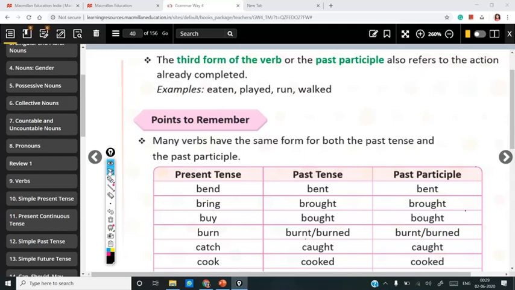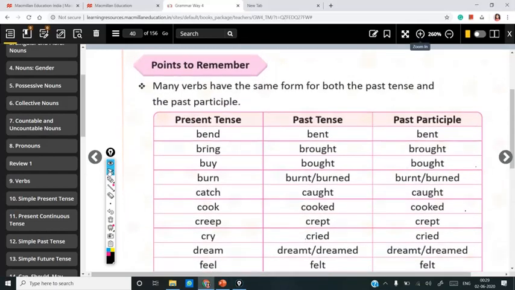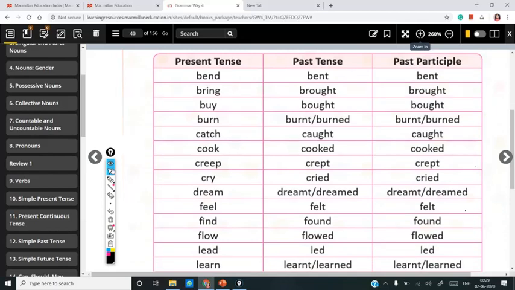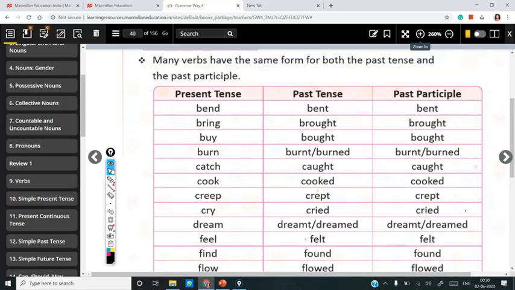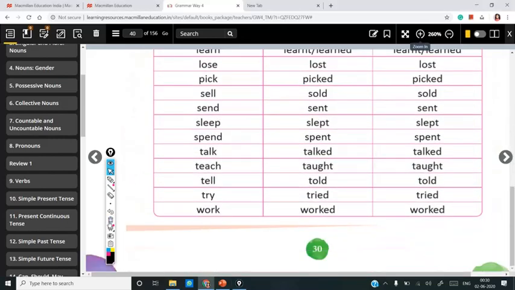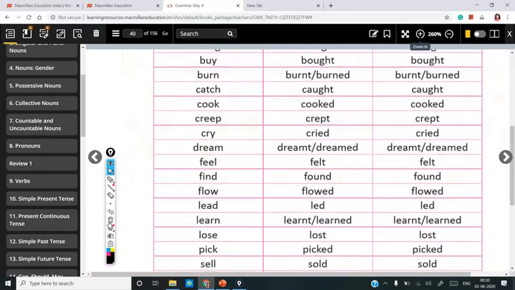So you will have to remember this table here. See, many verbs have the same form for both the past tense and past participle. Like I told you, burned and burned, both are same. Ed has been added. So here also you will see that some examples are given. Bend, bent, bent. Bring, brought, brought. Buy, bought and bought. See, the past tense and past participle form, it is same. It is not changing. So these are the easy ones for you because you only have to change one form and the other form is also same.